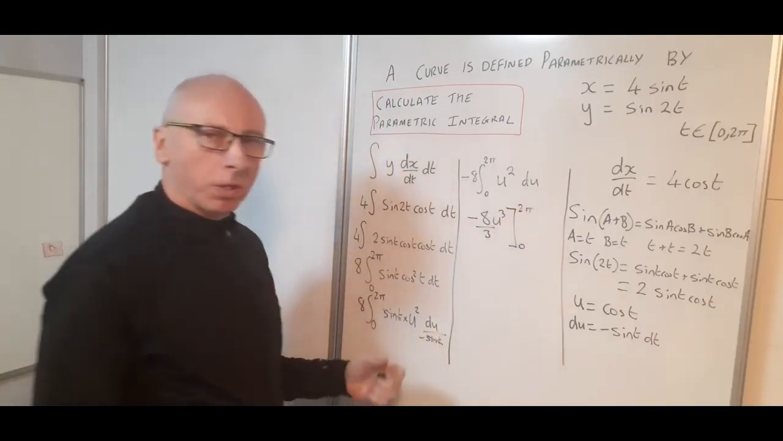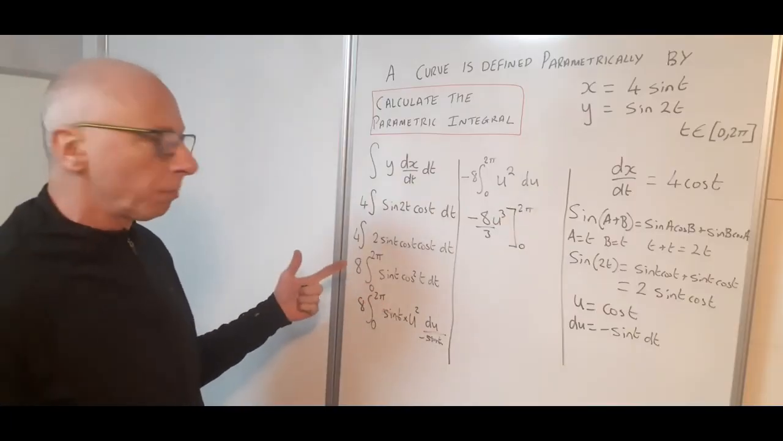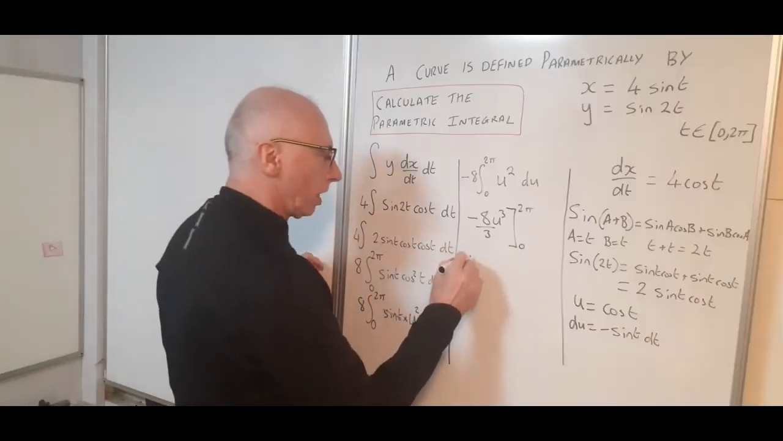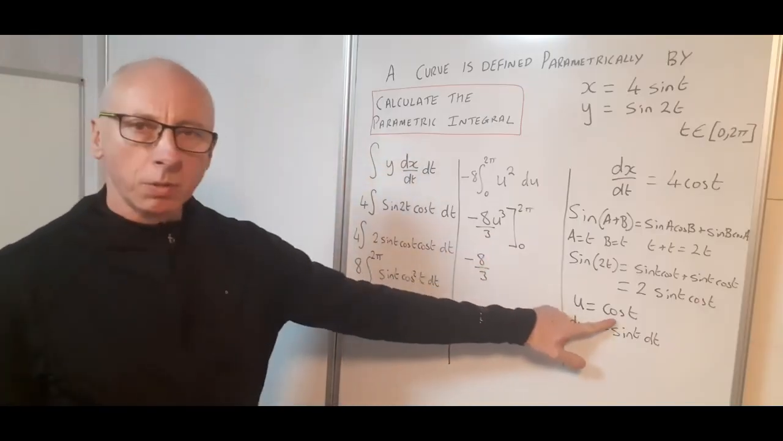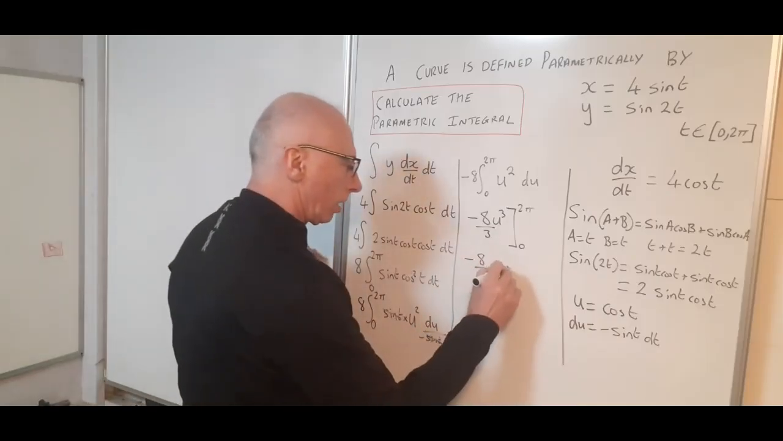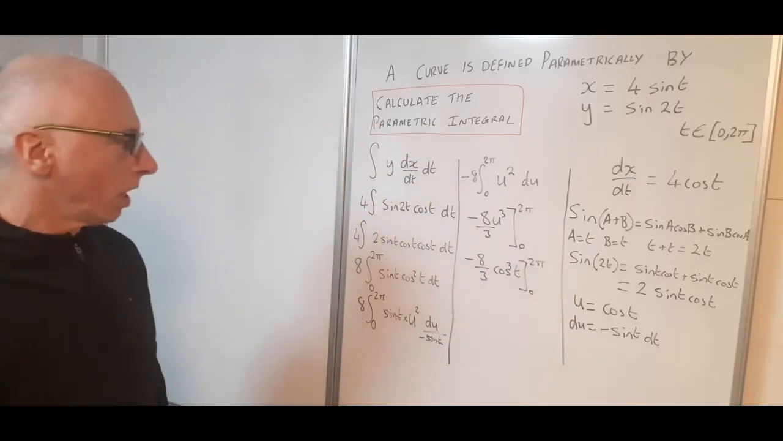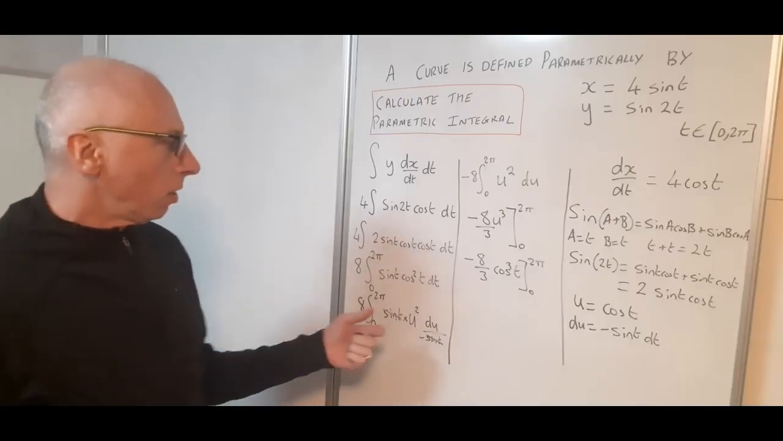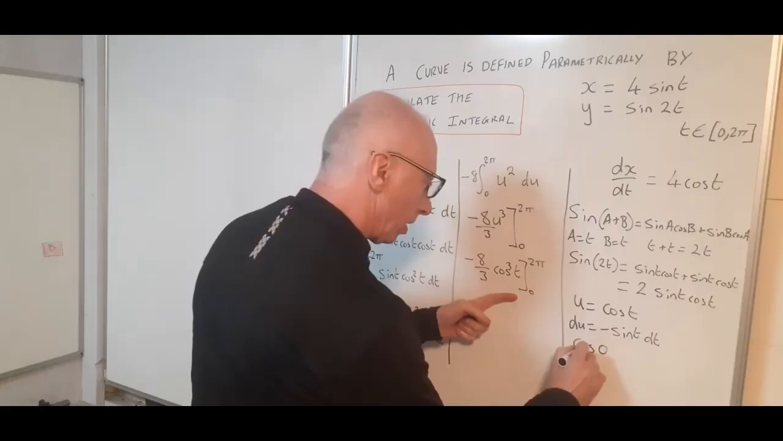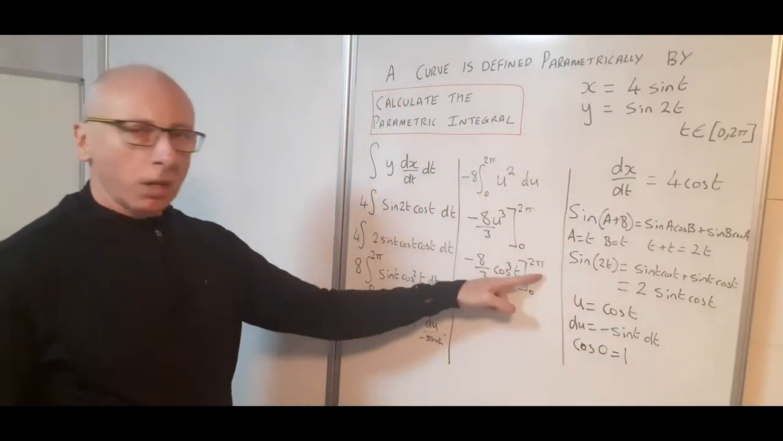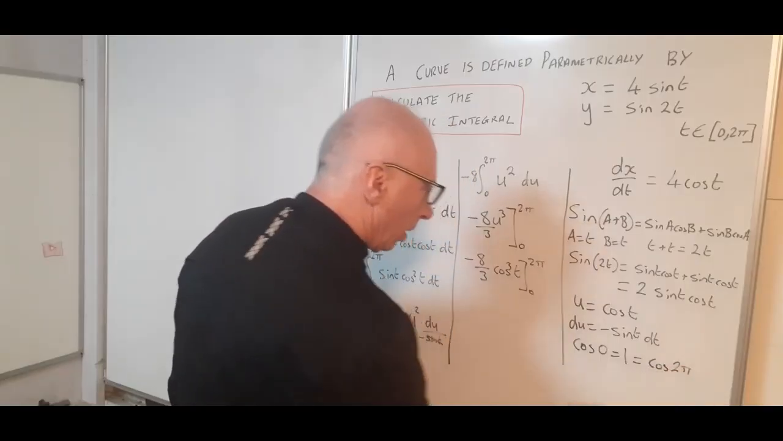Okay, now I want to convert back into t, so then I can use my 0 and 2 pi correctly in terms of our algebra and our integral. So now I've got minus 8 over 3 u cubed, well, u is cosine t, so I've got cosine cubed t, from 0 to 2 pi. Okay, now let's evaluate this. Well, cosine of 0 equals 1, and cosine at 2 pi is also 1.